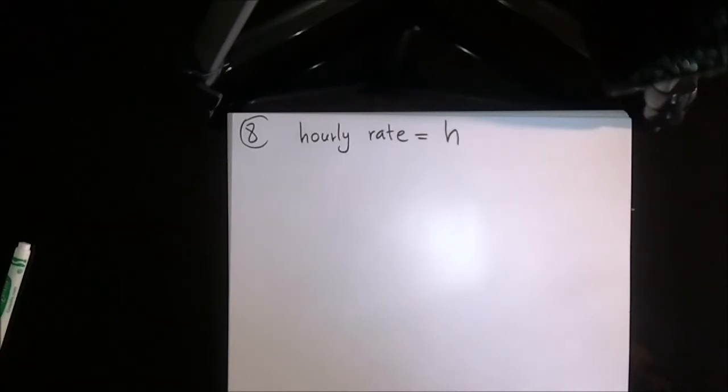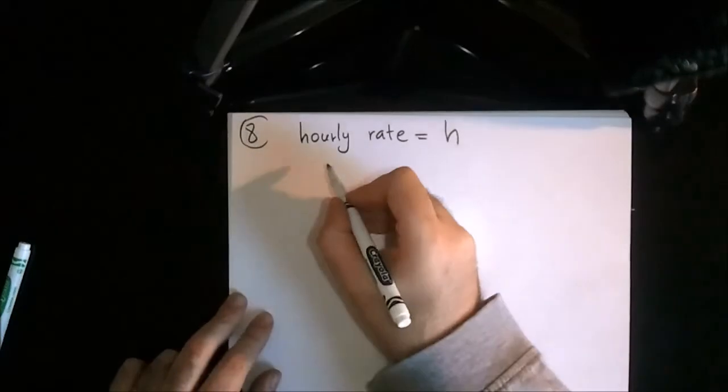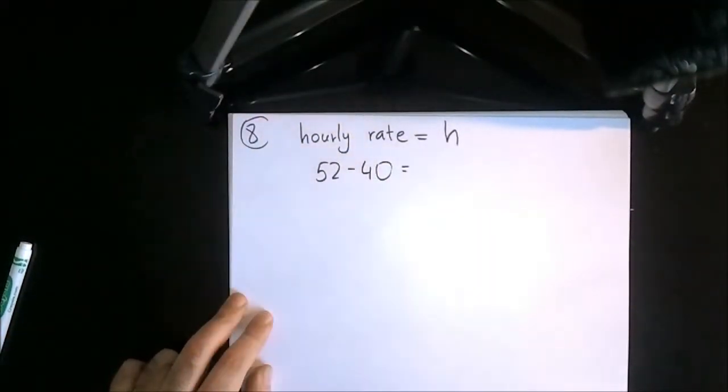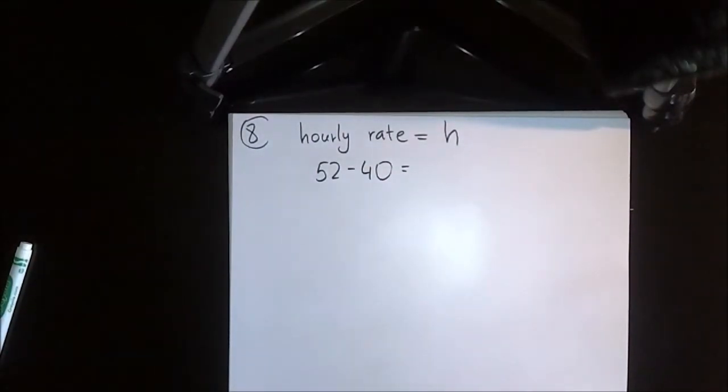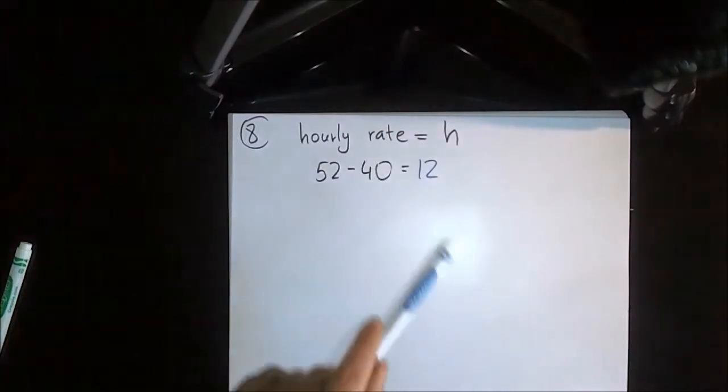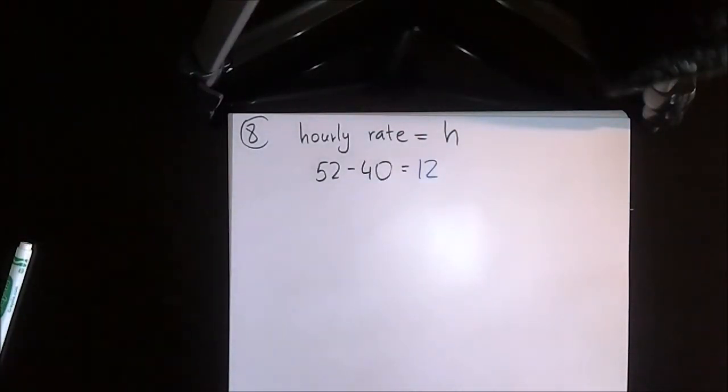So now we know that Linda is paid double her normal hourly rate for each hour she works over 40 in a week. Last week she worked 52 hours. So what's 52 take away 40? That's 12. Why is this important? Because 12 is the number of hours that Linda worked over 40. And remember, if she works over 40 hours, she gets paid double her rate. Okay? So this is how we set up this problem.